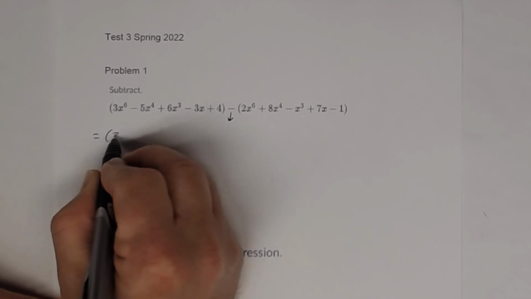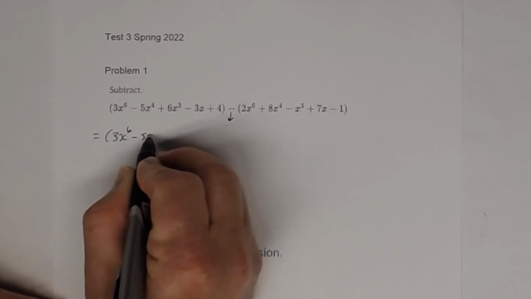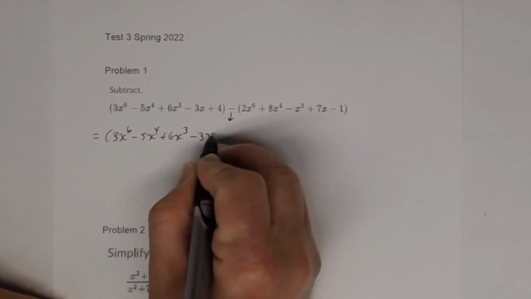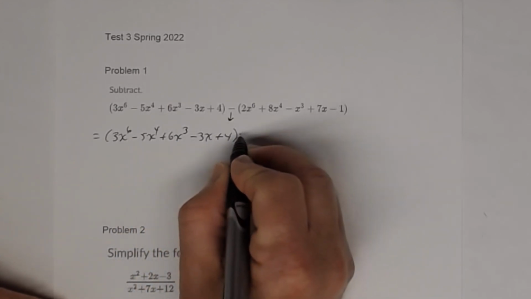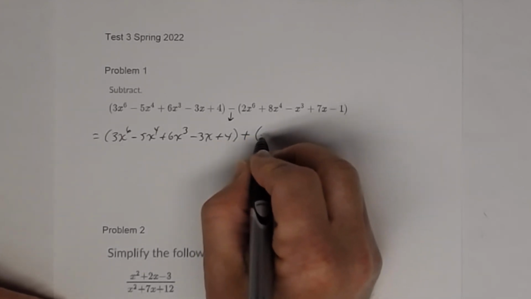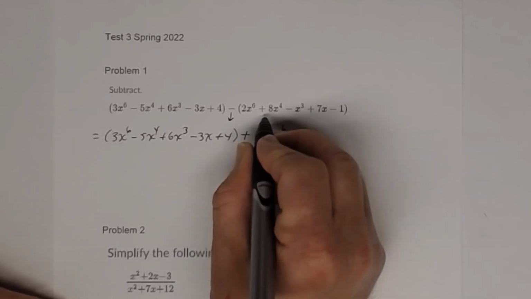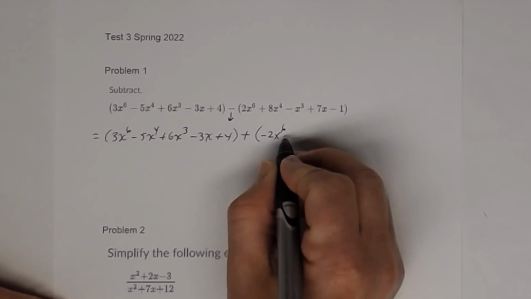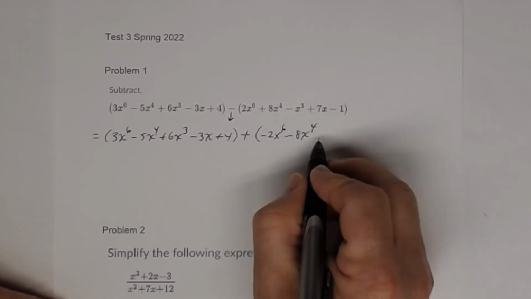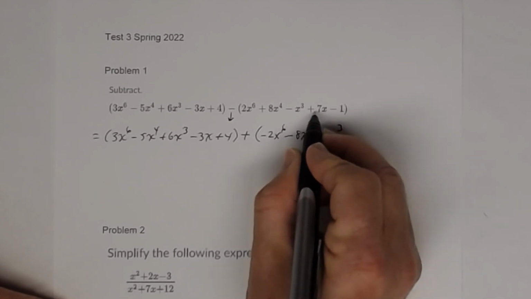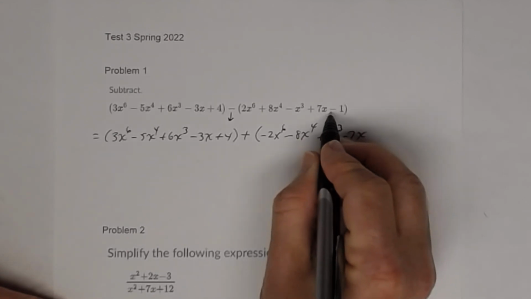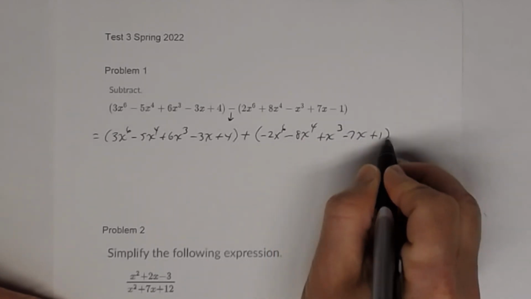So this becomes 3x to the 6th minus 5x to the 4th plus 6x cubed minus 3x plus 4, and we're going to add the opposite. So the opposite of 2x to the 6th is a negative 2x to the 6th. The opposite of a positive 8x to the 4th is a negative 8x to the 4th. The opposite of a negative x cubed is a positive x cubed. The opposite of a positive 7x is a negative 7x. And the opposite of negative 1 is a positive 1.